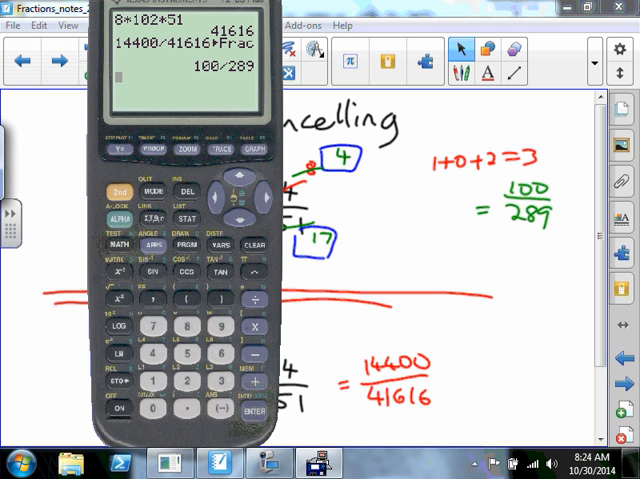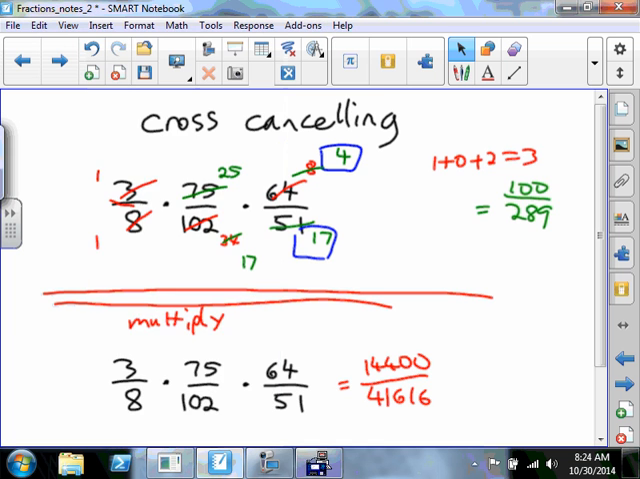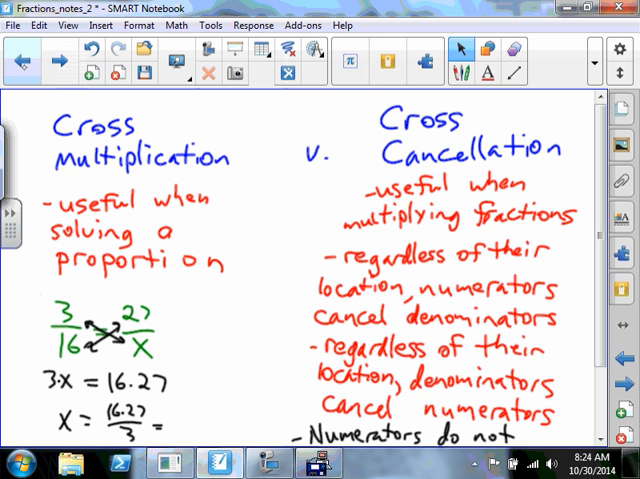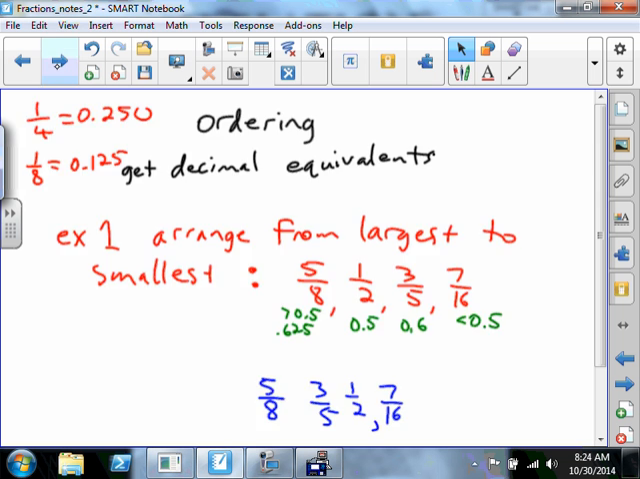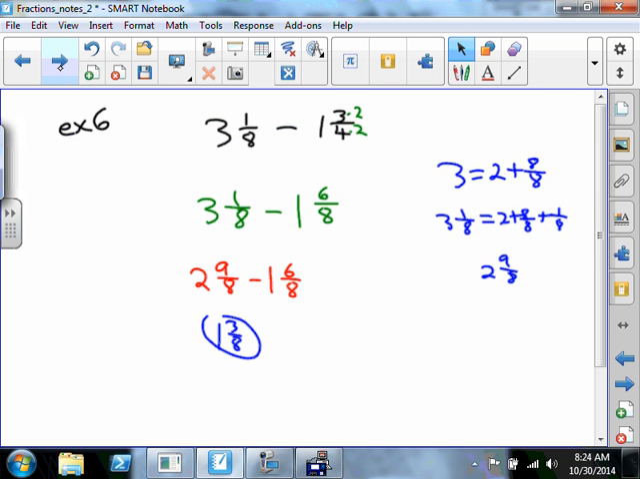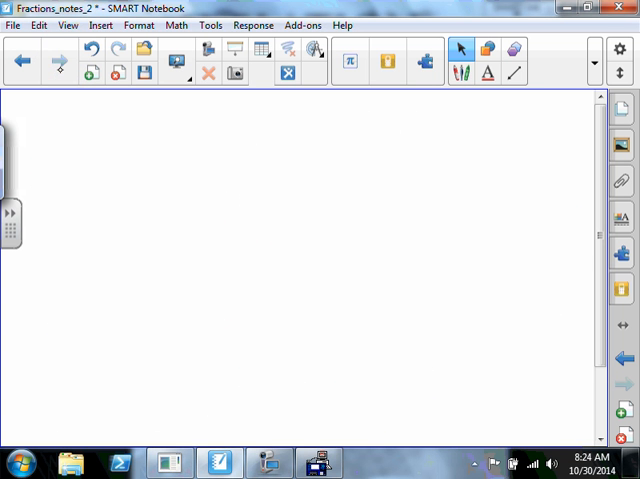Okay? So hopefully, I really hope that you understand now that cross-canceling helps us multiply fractions, and it's not the same as cross-multiplication. Okay? Everybody all right so far? Okay. Well. We need to look at multiplying and dividing. We kind of looked at multiplying already. We'll look at it again. And I do quickly want to look at an example because I said I would.